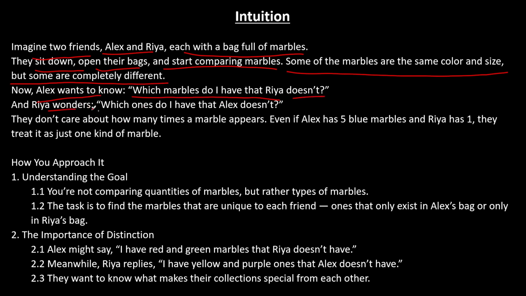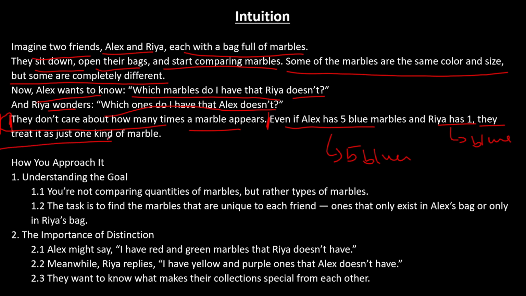And Ria wonders which ones she has that Alex does not. They don't care about how many times a marble appears. This is an important point, so keep this in mind. Even if Alex has five blue marbles and Ria has one blue marble, they treat it as just one kind of marble.